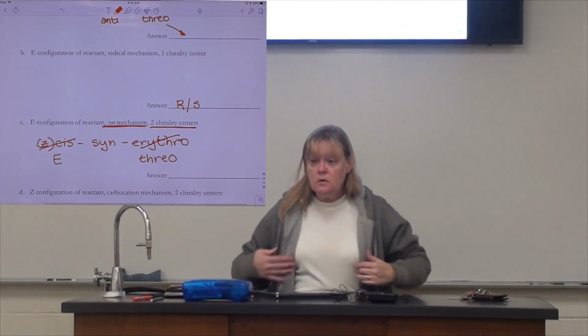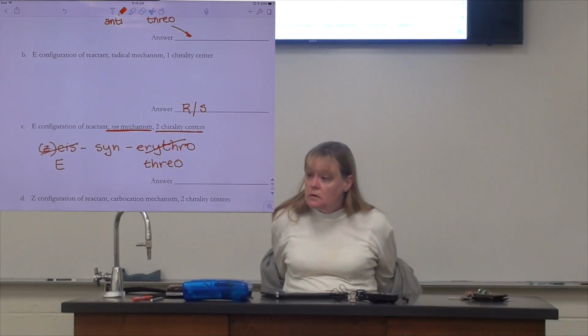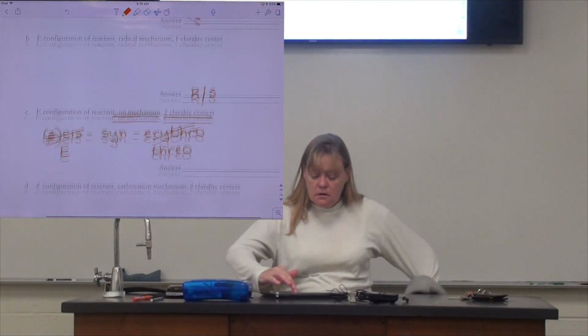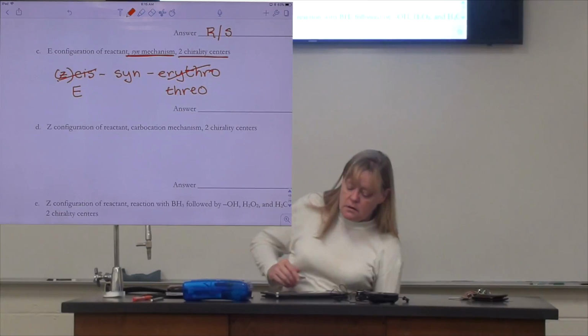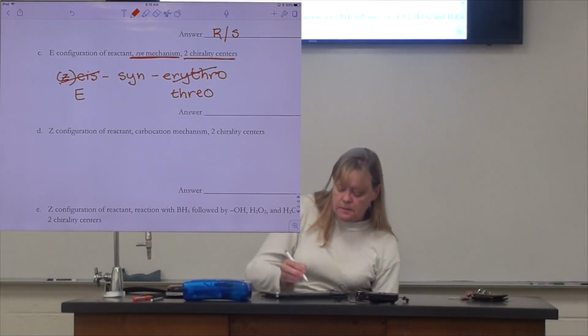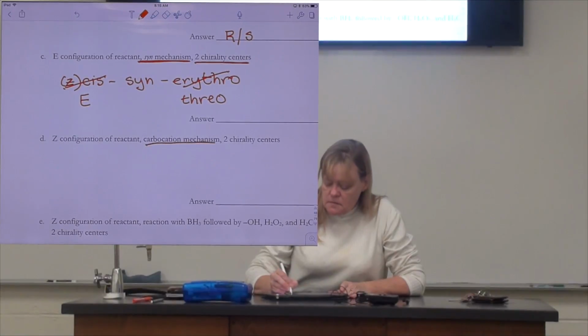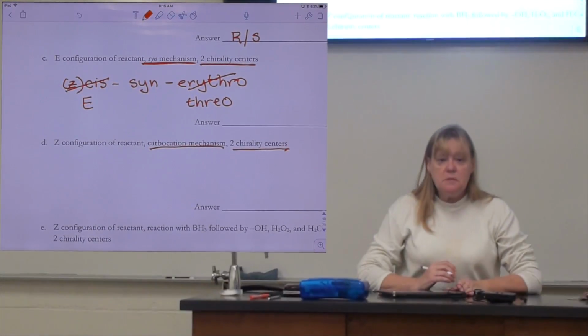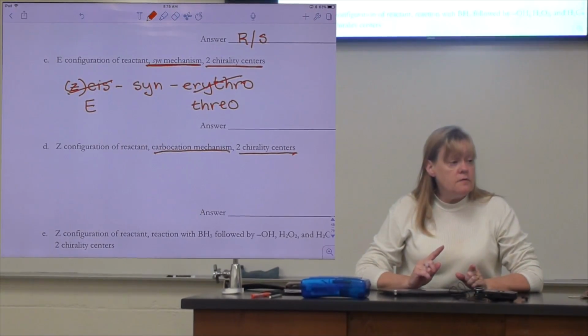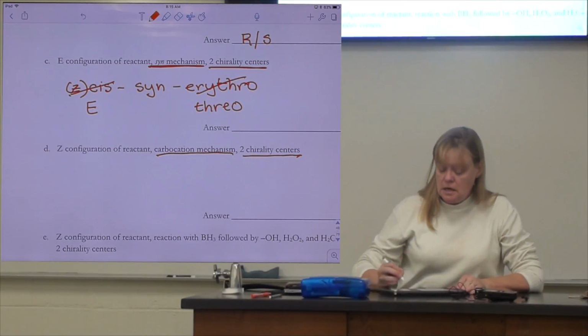Any questions with any of those so far? All right. Carbocation mechanism and two chirality centers means that you can add from either side in the first step and from either side in the second step. So that's what's giving you the four possibilities.